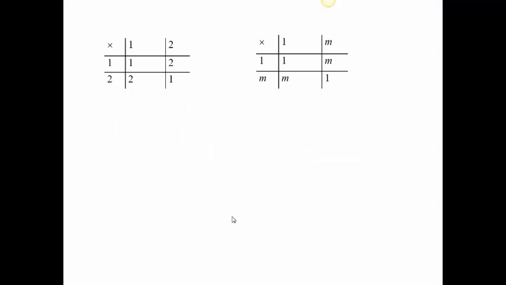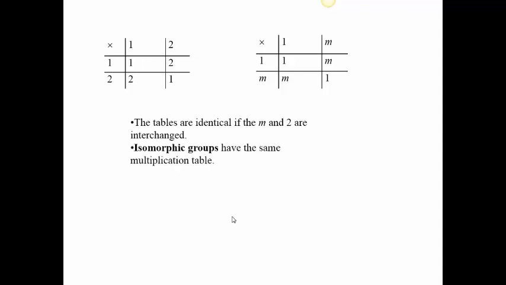Now let's look at these two multiplication tables. The tables are identical if m and 2 are interchanged. Thus, we have a situation where we have the same multiplication table for two different groups. The two groups are 2 and m. They have different elements, but they're isomorphic. So if two groups have the same multiplication table, then they are considered isomorphic groups. Isomorphic groups have the same order, but if you have two groups of the same order, it doesn't necessarily mean they're isomorphic.